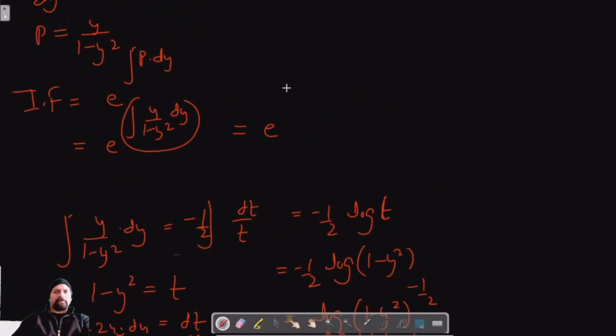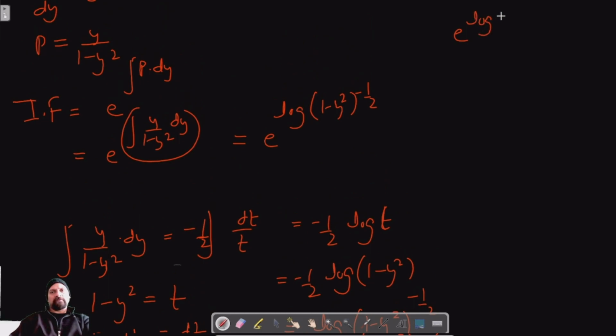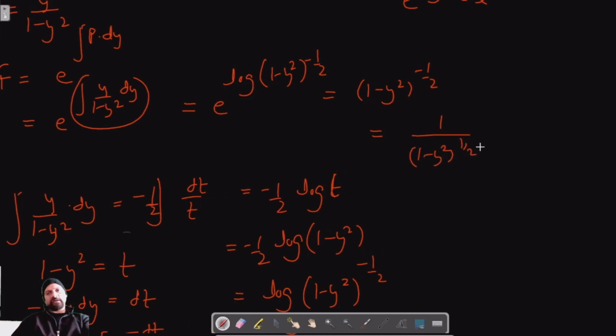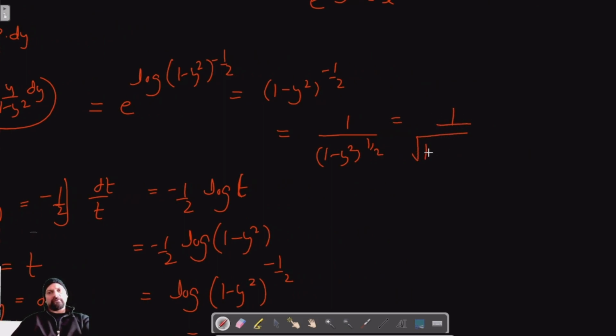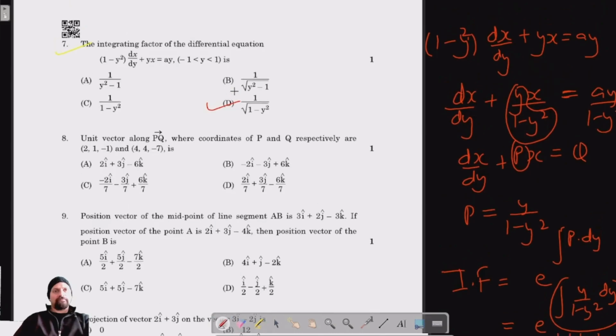So this is now the integrating factor: e raised to the power of the integral, which is log of (1 minus y square) raised to the power minus half. And we know that e raised to the power log x is equal to x. So this is now equal to (1 minus y square) raised to the power negative half, which I can write as 1 upon (1 minus y square) raised to the power half, which is equal to 1 upon under root of 1 minus y square. So option D is the correct answer.